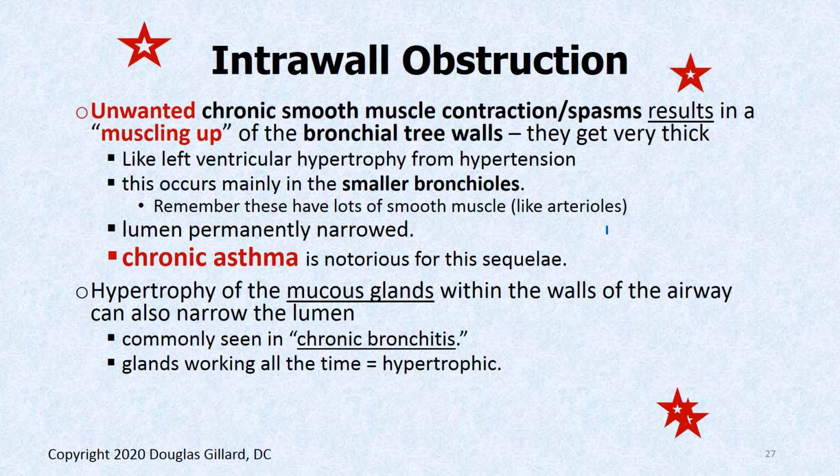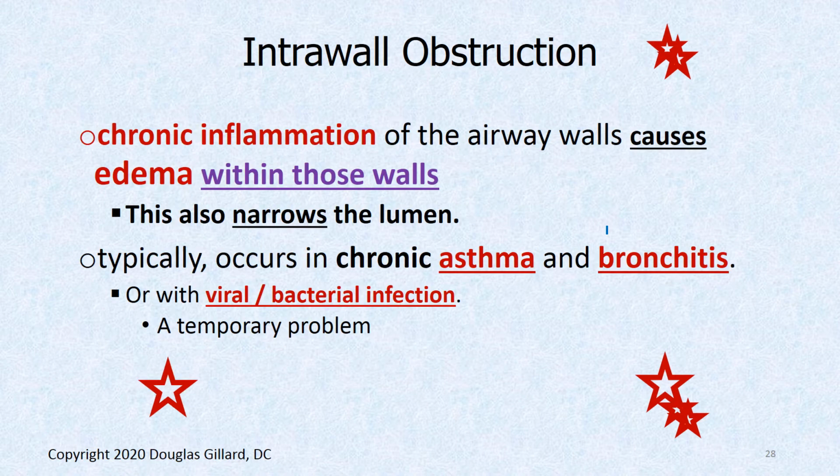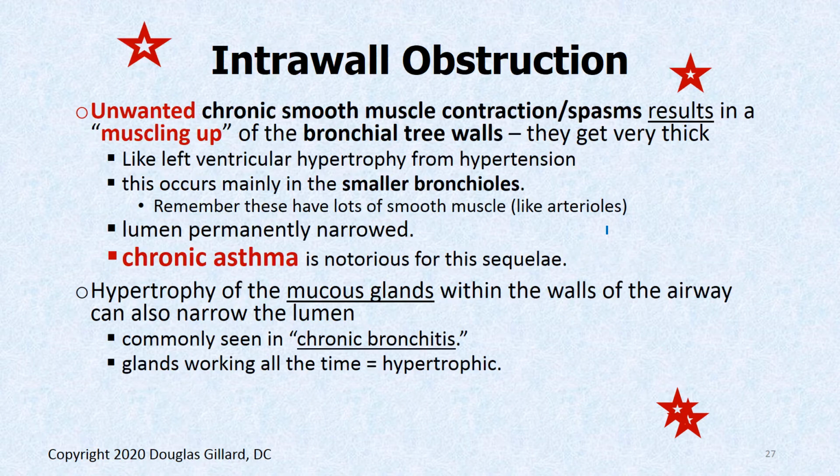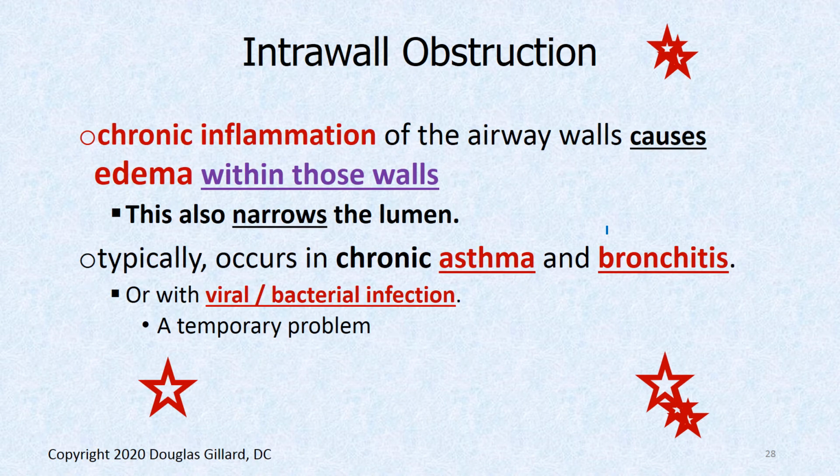We already talked about asthmatics and people with chronic bronchitis. They're overusing the mucus glands, so they get buff, and they work out, and they get big, and they can also narrow the lumen as well. And the chronic inflammation causes edema within those walls, right, if there's an inflammation going on. And so that can also help with the thickening of the wall and narrowing of the lumen. Right? So typically chronic asthma and bronchitis patients, or viral bacterial infection, although you can get rid of that one at least.